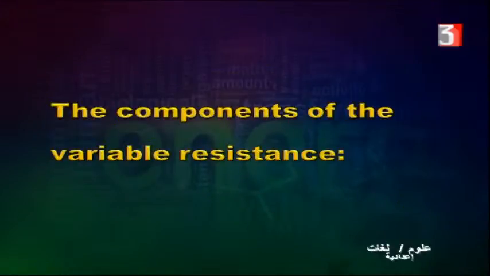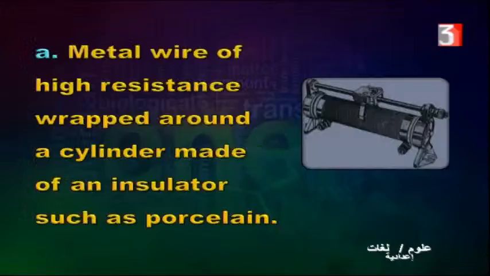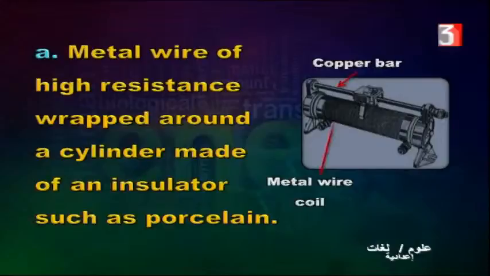Let's see the components of variable resistance or rheostat. This is the rheostat or variable resistance. It consists of a very long metal wire of high resistance, wrapped around a cylinder made of insulator such as porcelain. So here we have a cylinder made of insulator material like porcelain and a very long metal wire of high resistance turned around it. This is the metal wire coil and porcelain cylinder.